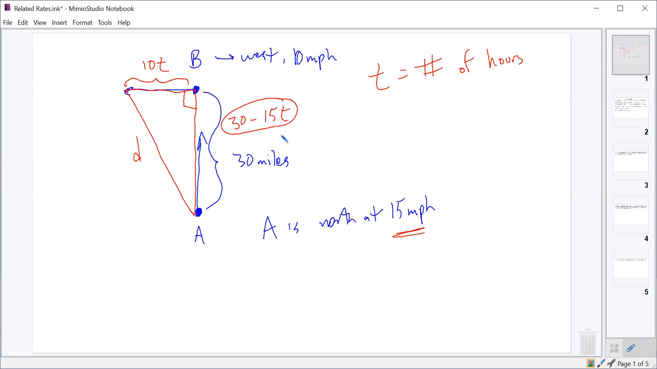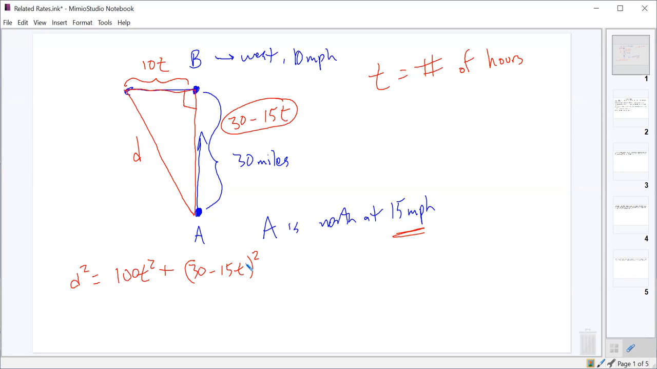And so then now it's just the Pythagorean theorem. So we'll say d squared is equal to 10t squared, or 100t squared, plus 30 minus 15t squared. And then I'm going to stop there. I'll let you guys do the rest of the calculus work on it on your own. But that's the setup for that one. Everybody okay with that?